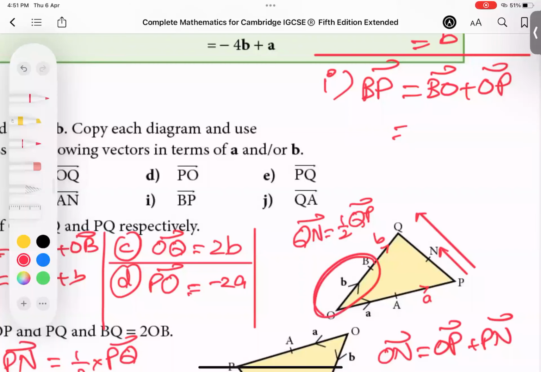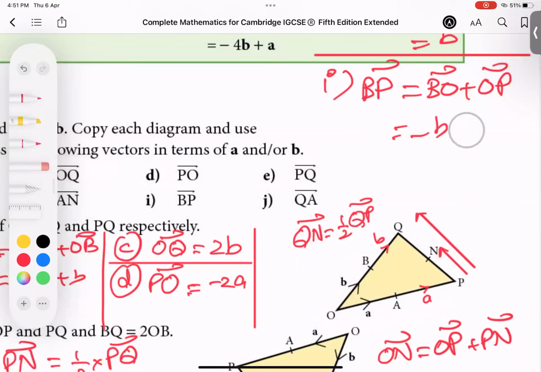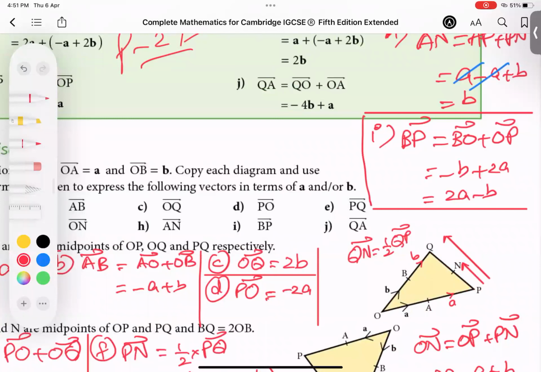B to O, I'm going backwards, so negative B. And O to P, I go the same direction, so 2A. Leave as it is, full marks, or write in order. No problem at all. And now I'm doing the last part, J.